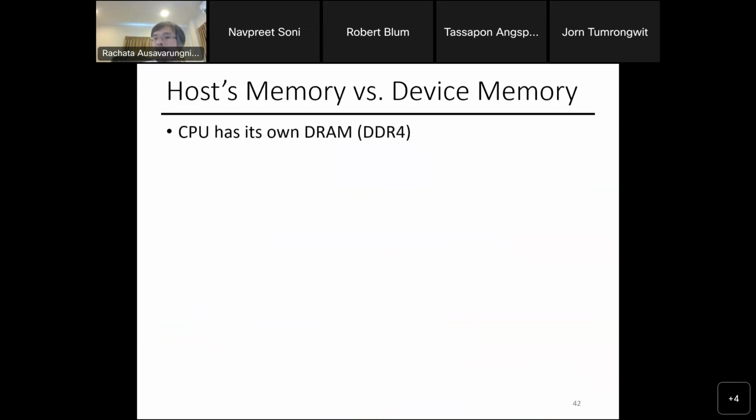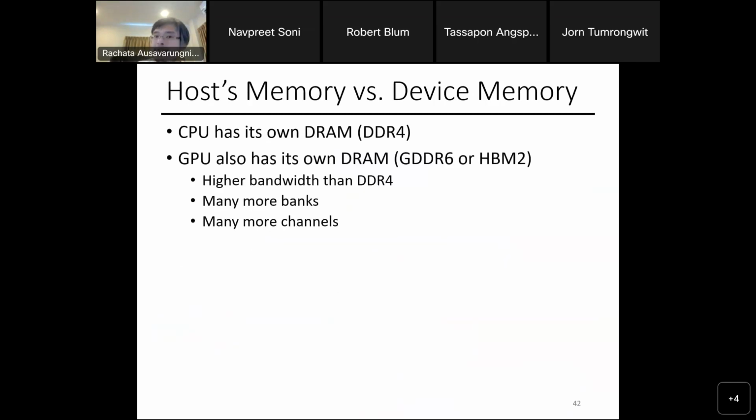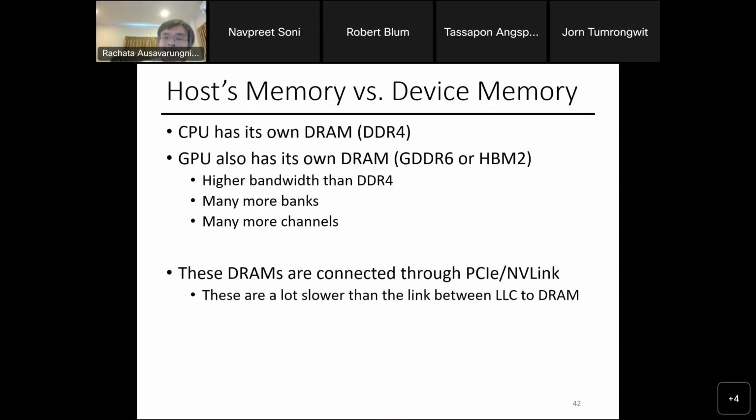The CPU has its own memory. The GPU also has its own memory. And the memory on a GPU, as I said, has higher bandwidth, with more banks, more channels. These DRAM are connected. So if you buy a GPU for your desktop, it's going to be using PCIe. If you are running a high performance computing server, it can use NVLink. There's a much higher bandwidth and a lot faster than PCIe. But again, these are a lot slower than the link between the cache and DRAM.